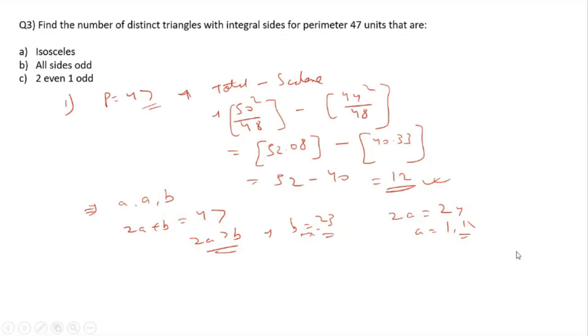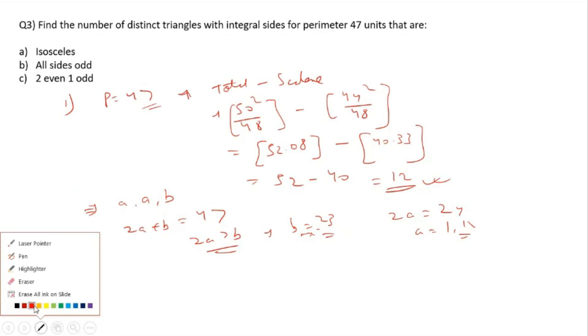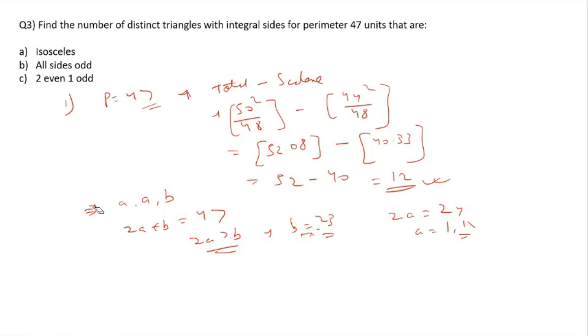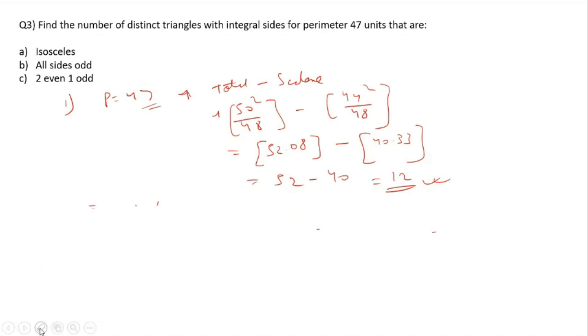Right, so this is part A of the problem. Now, in terms of parts B and C, all sides odd, you can again take the sides as 2a minus 1, 2b minus 1, and 2c minus 1. These are odd numbers, right? So all sides odd would be 2a minus 1, 2b minus 1, 2c minus 1.